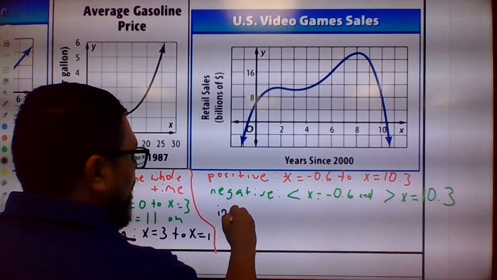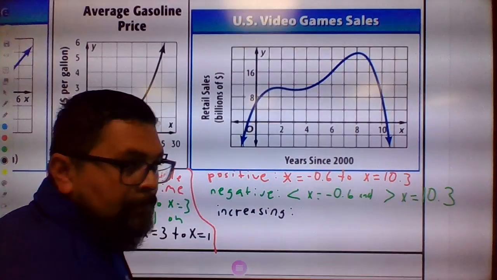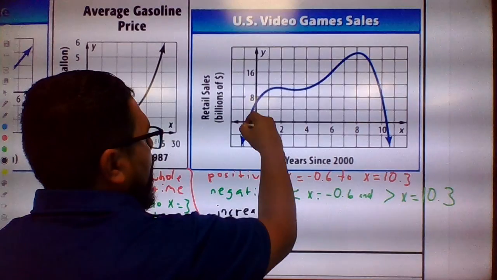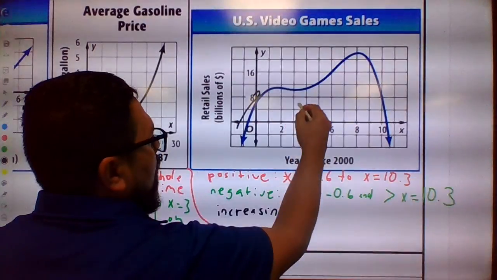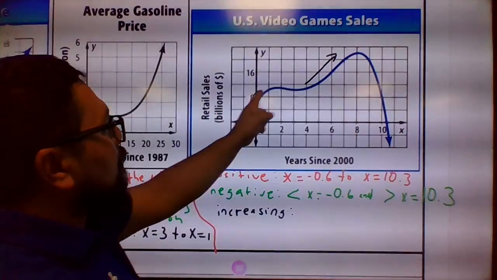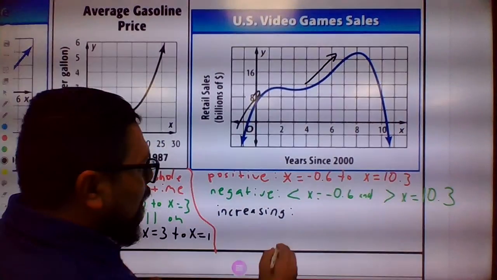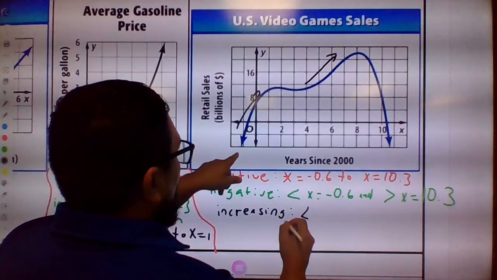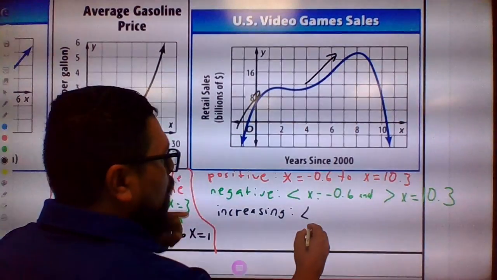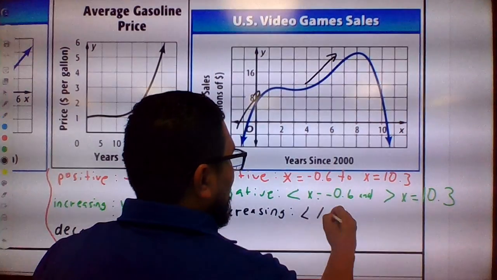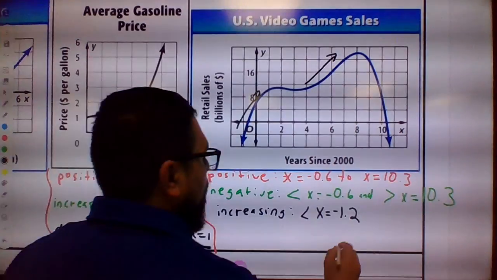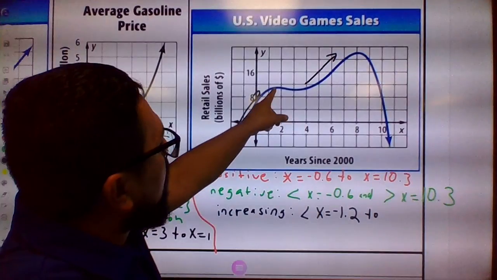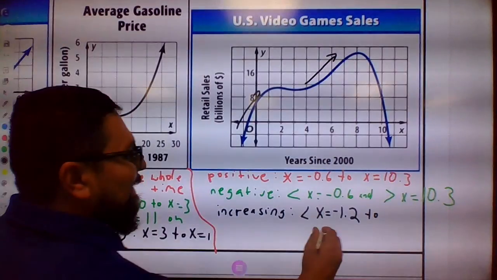It's increasing. Where is it increasing? So it's increasing here. It's increasing here. It's also increasing here. Okay, so it's increasing in 2 spots. Okay, so it's increasing at what we see on here. It looks like it's negative 1.2, less than x equals negative 1.2 to, that's where it's increasing, negative 1.2 to about 1.6.